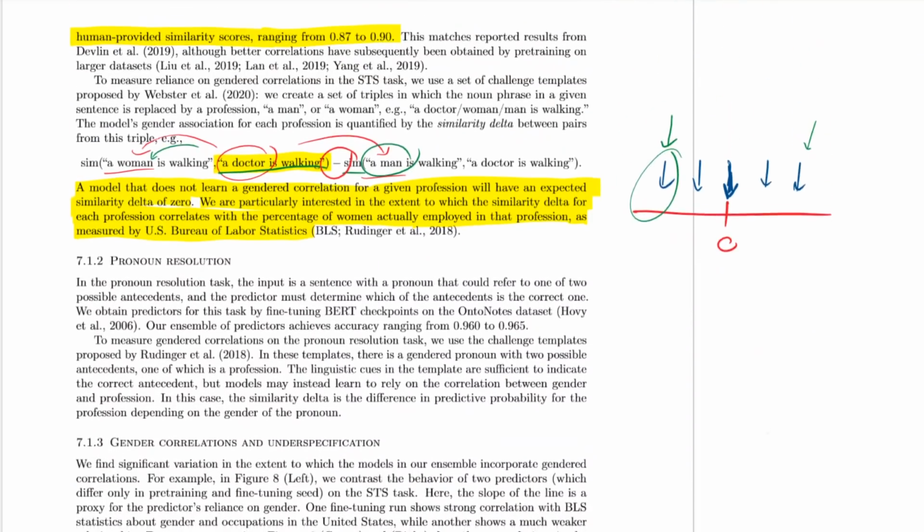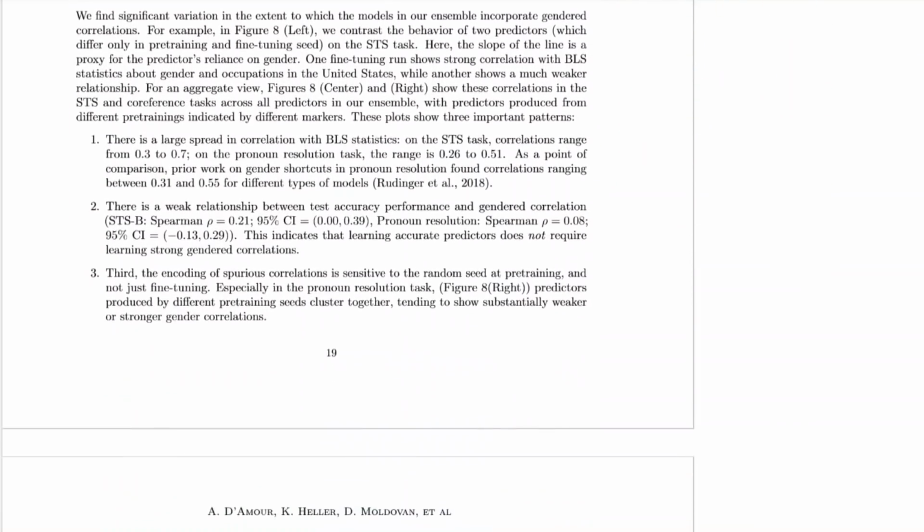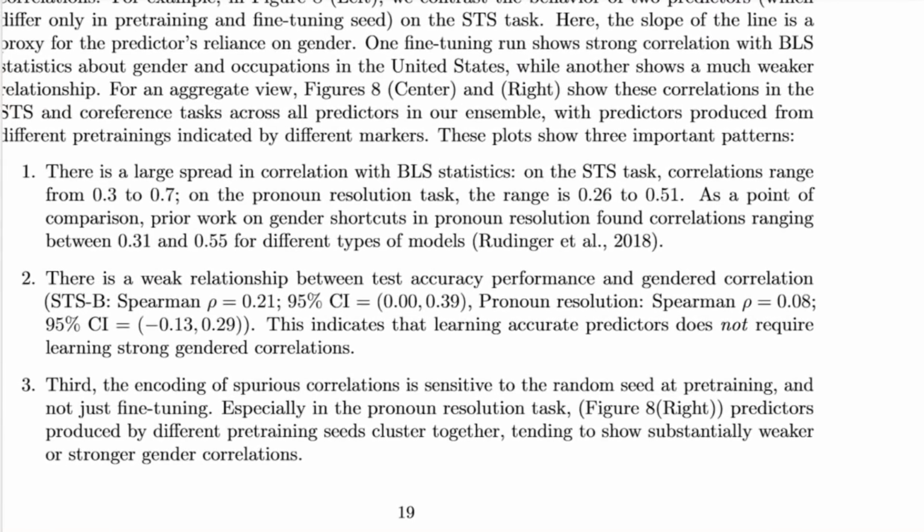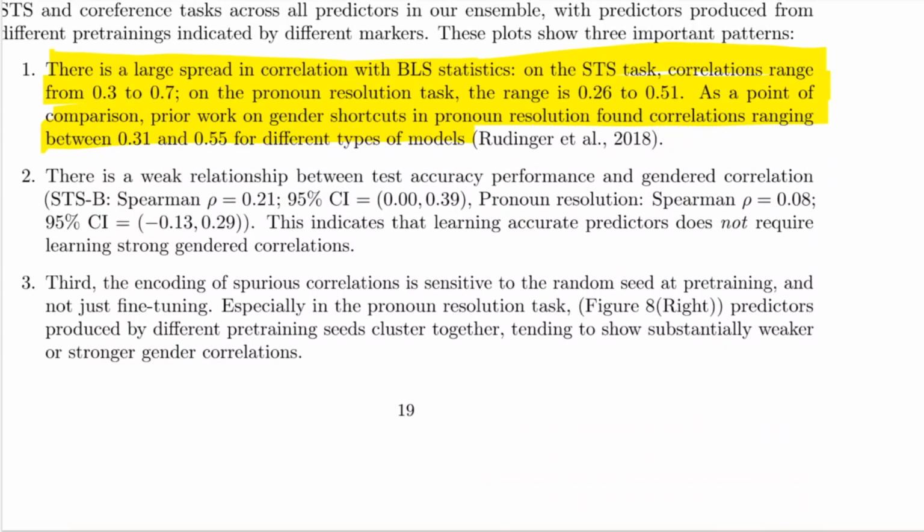So they do this similarity and they do pronoun resolution, and so they come up with different things. They say there is a large spread in correlation with BLS statistics. On the STS task, correlations range from 0.3 to 0.7. On the pronoun resolution task, the range is this. As a point of comparison, prior work on gender shortcut pronoun resolution found correlation ranging for that. Okay, so we are in the same ballpark as prior work.